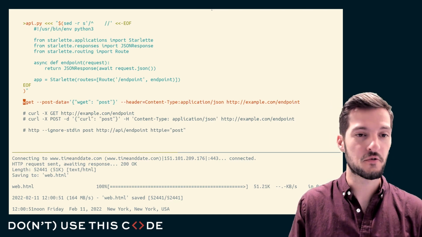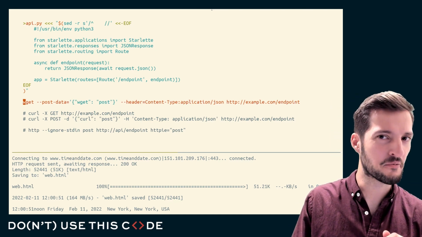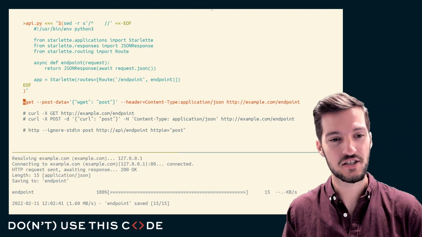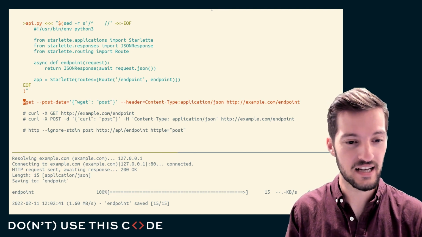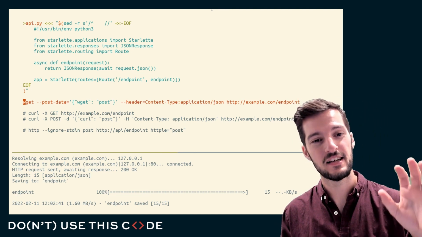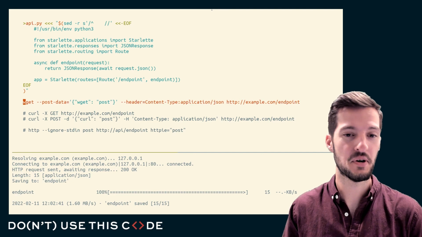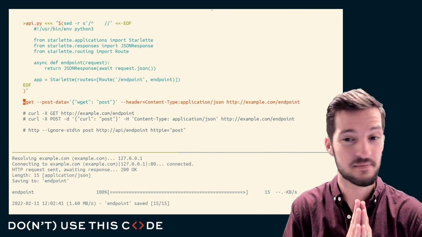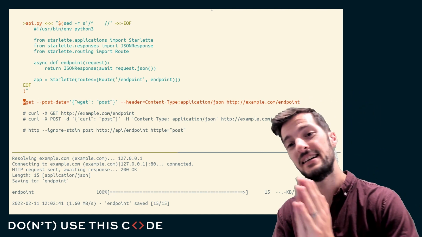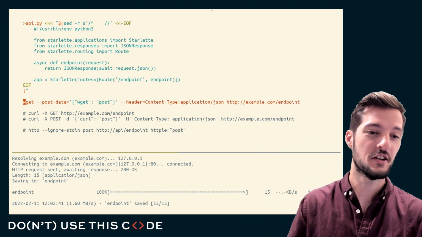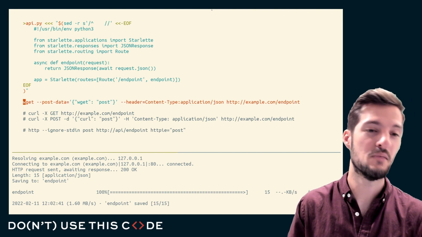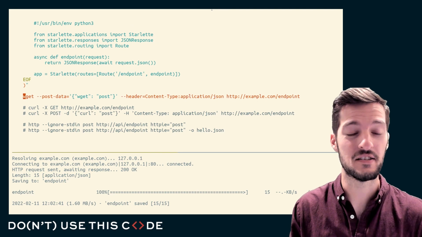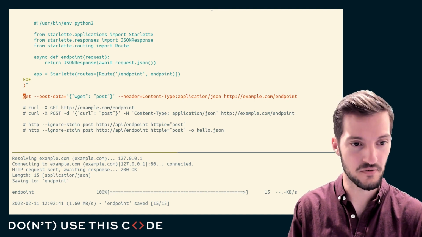Well, wget is not just for getting, despite its name, right? I would think I would need a tool called wpost to do a post request, but you can actually post data to an API. In this case, I posted data, I gave it a key of wget and a value of post, and then I told the endpoint that I'm expecting a JSON response back. And then I gave it the URL, and here you can see we've saved another file called endpoint, and then if I were to cat that file inside, you would see the JSON object of wget and post.